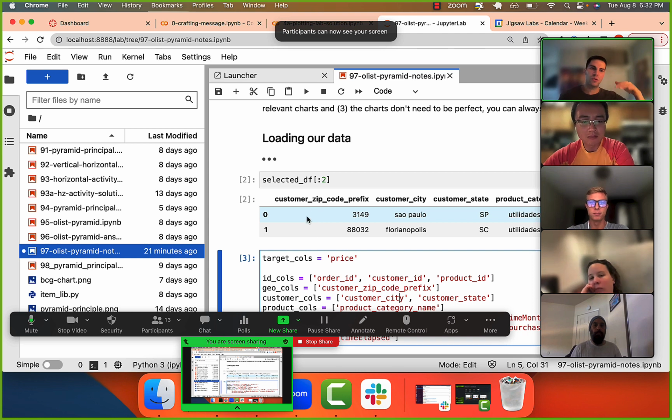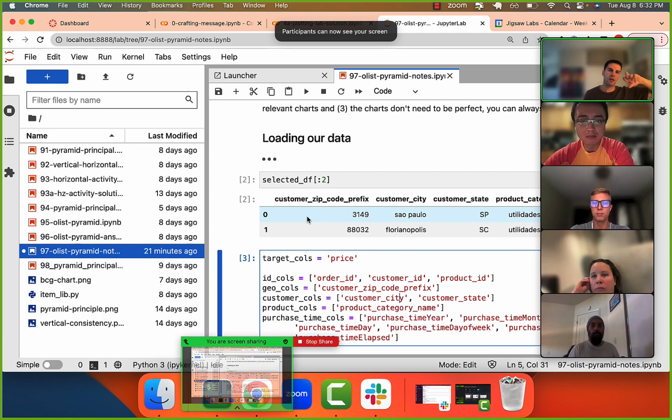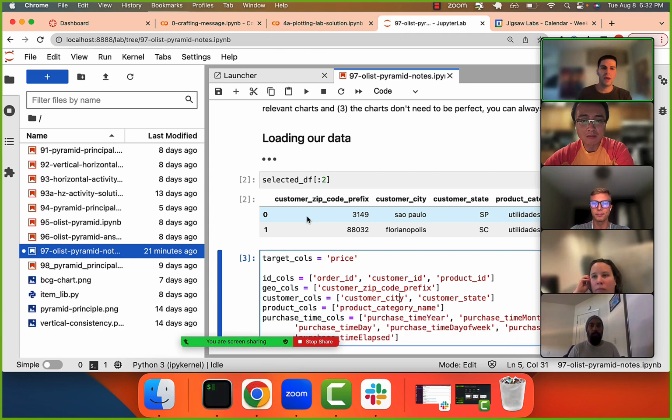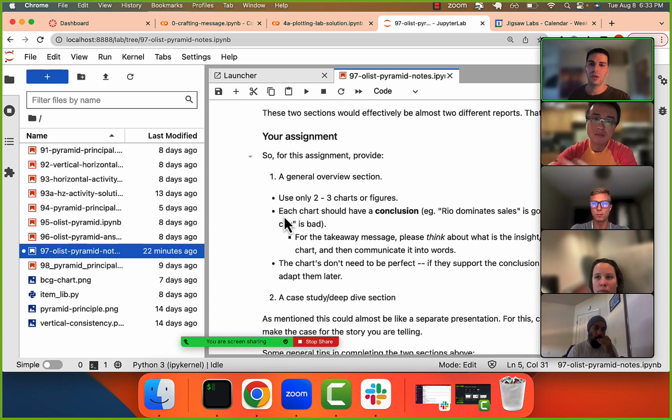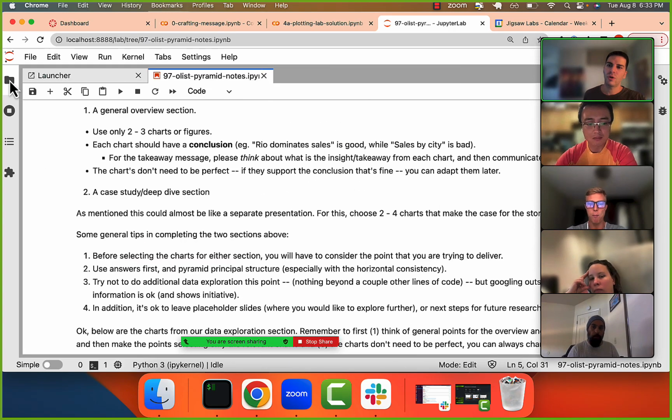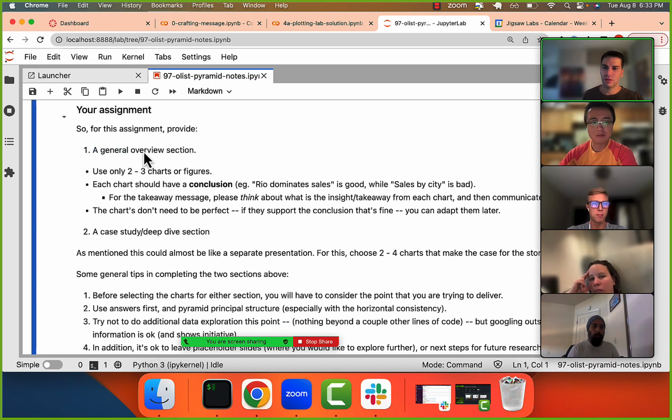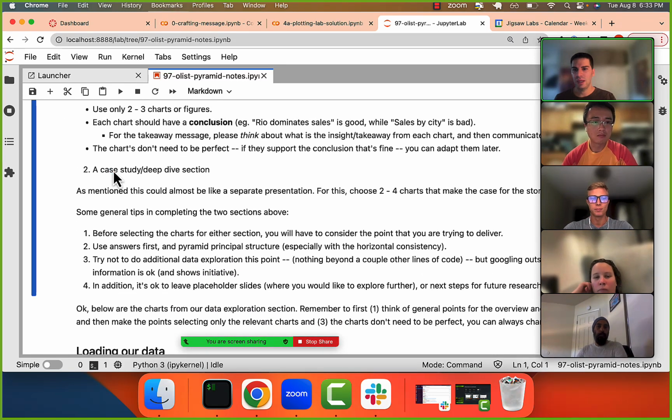And then the next section will be vertical consistency, really crafting a chart that supports the conclusion, and then making sure we have a conclusion that is supported by the evidence below it. So, with the OLIS data set, what I had you do, obviously there's a reason for this, is to really develop two sections. One is this general overview section, and the second one is the deep dive section.